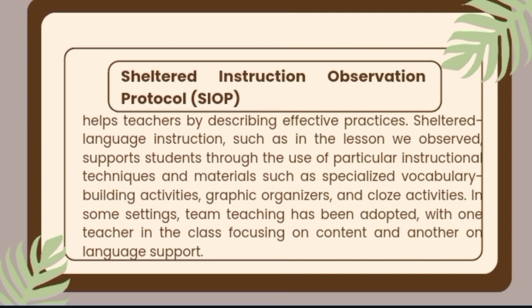The Sheltered Instruction Observation Protocol, developed by Short and Echevarria in 1999, is a tool to assist teachers in implementing effective practices. Sheltered language instruction, as observed in the lesson, is designed to support students by employing specific instructional techniques and materials. This may include activities aimed at building a specialized vocabulary, using graphic organizers to visually represent concepts, and employing cloze activities where students fill in missing words.